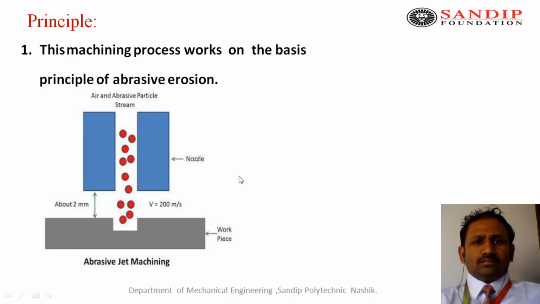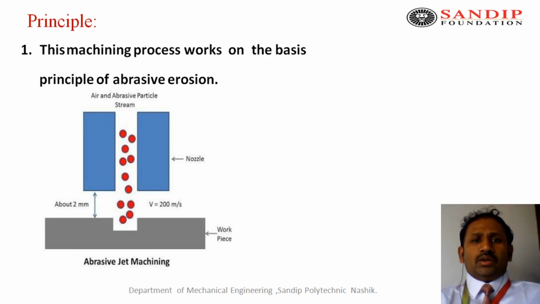I will suggest, from the exam point of view, this is a theoretical question. For these questions, try to write first the principle, then the figure, then construction, then working, then process parameters, then advantages, then disadvantages, and at the last, applications.